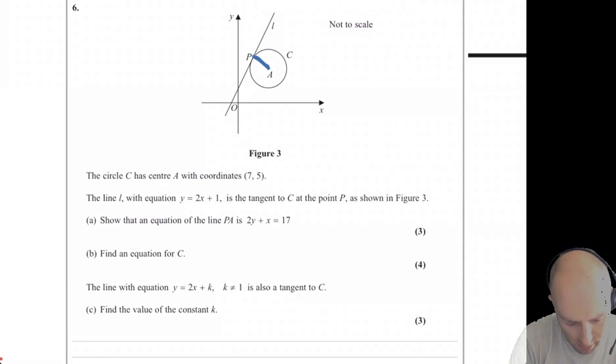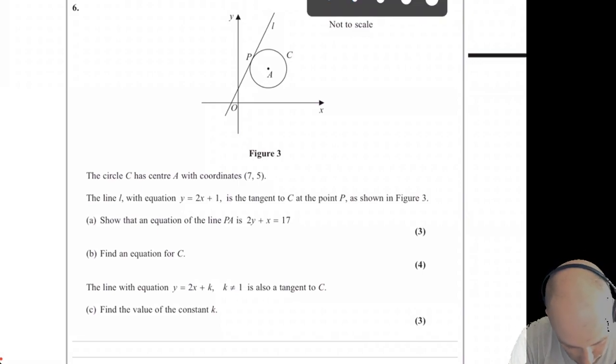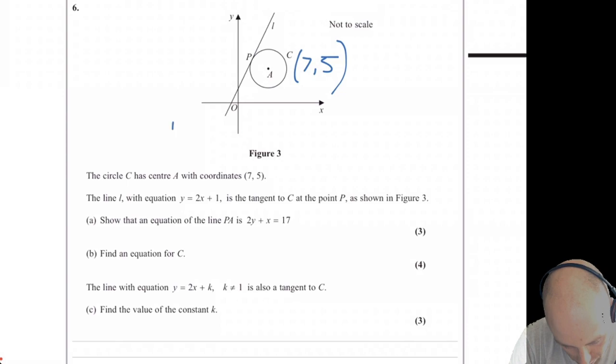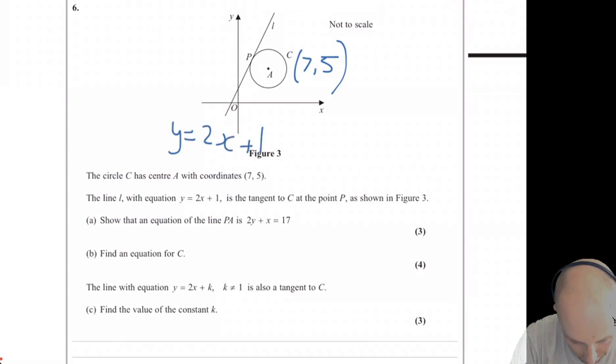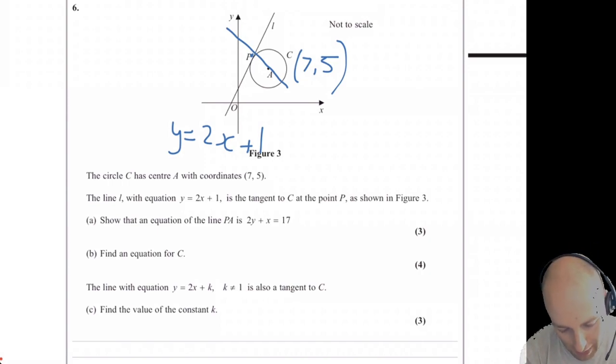No, my mind has gone blank. I did this morning, it's completely gone again. Let's have a better think. So, circle coordinates, center, okay, so 7, 5. Line y equals 2x plus 1 is a tangent to the circle, so it meets it in one point. We want to show that an equation there is that. Ah, cool. Sorry, that took me ages, didn't it?